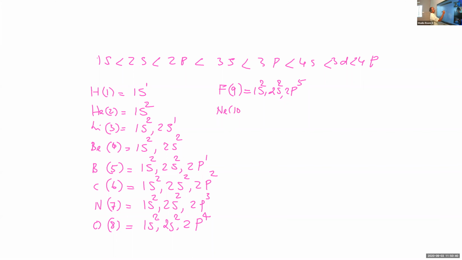Then atomic number 10, that is equal to neon. Atomic number 10, neon is equal to 1s2, then 2s2, then 2p. How many electrons are possible in the 2p level? Achyut? 6. Yes, it is 6.